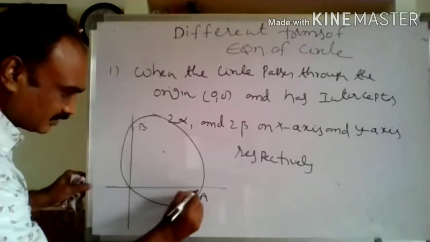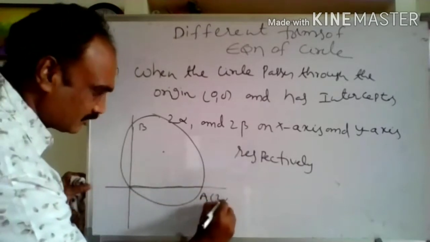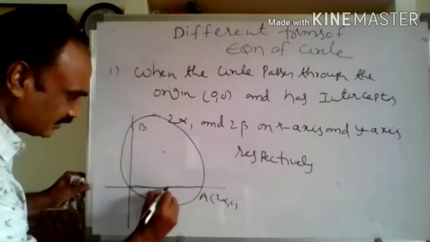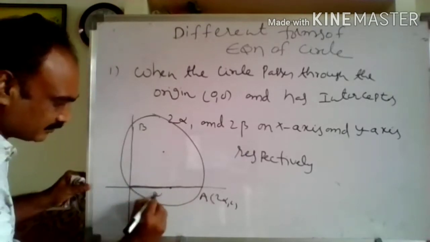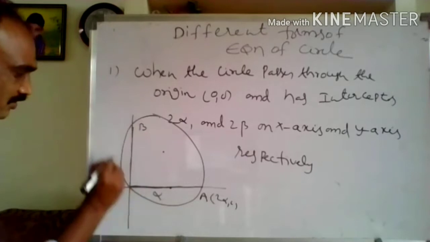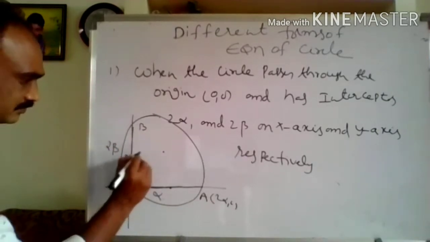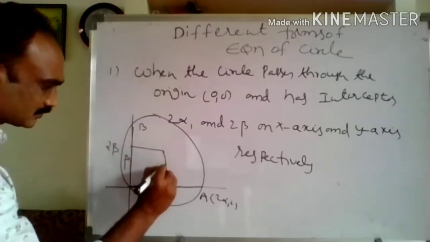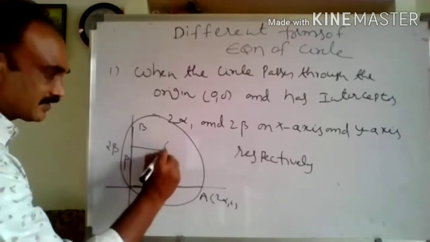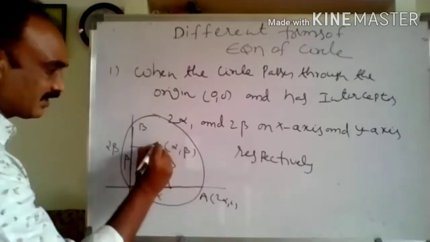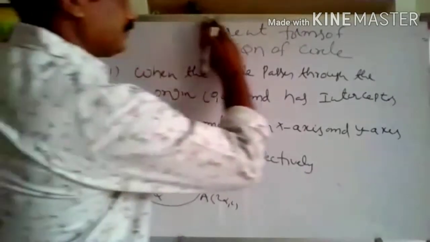This total distance is equal to alpha. This is (2 alpha, 0). This is the center, so this distance is equal to alpha. The total distance is equal to 2 beta, so this distance is equal to beta. So this is alpha, this is beta. The point (x, y) is (alpha, beta). The center is equal to (alpha, beta).